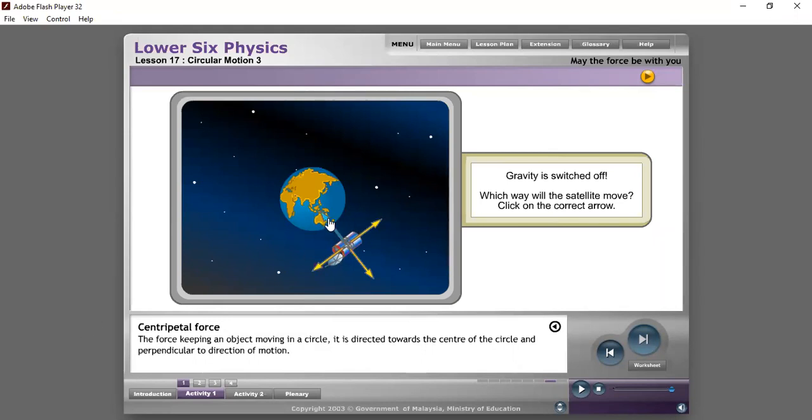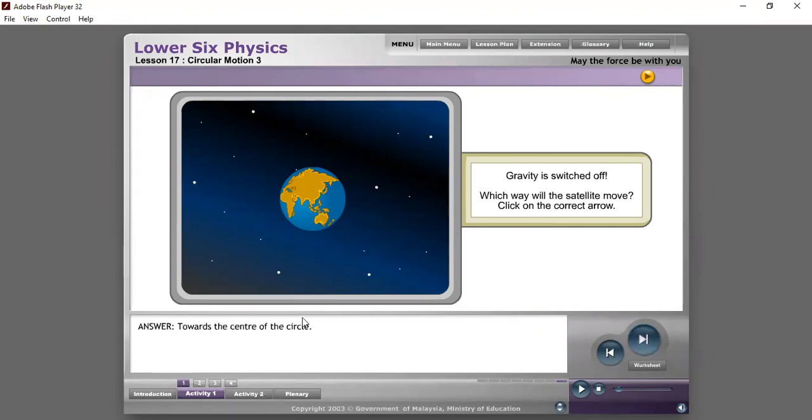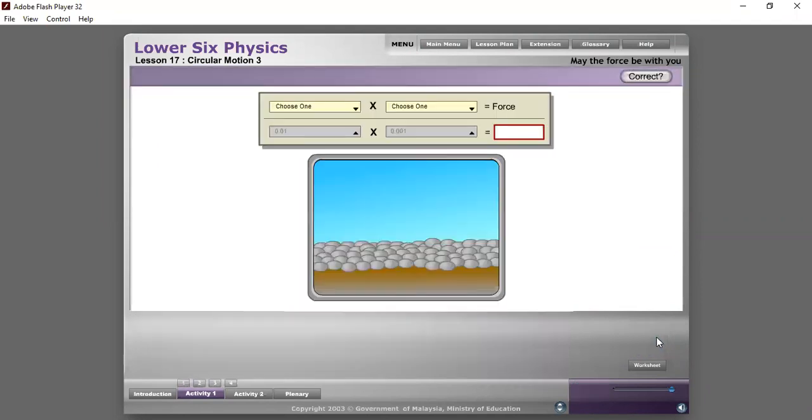Now this satellite is turning because of the centripetal force pulling on the satellite. If the centripetal force suddenly disappears, the satellite will move in this direction. Answer: towards the center of the circle. Centripetal acceleration is towards the center of the circle.